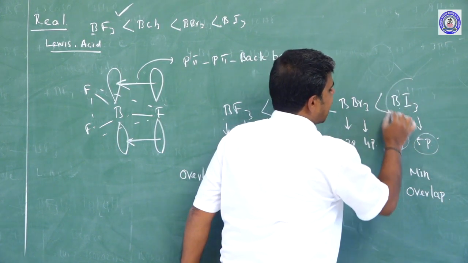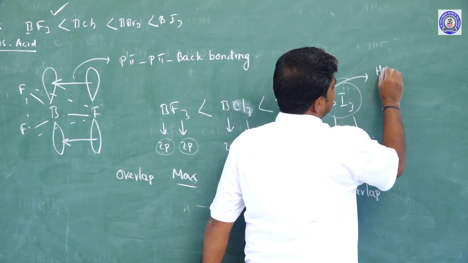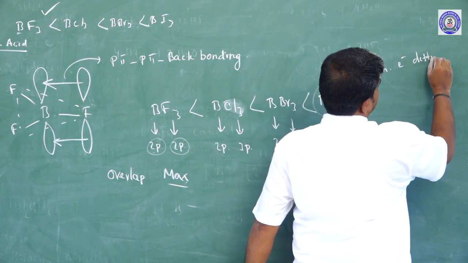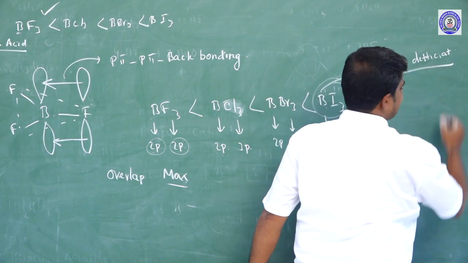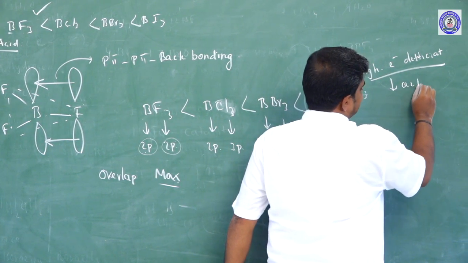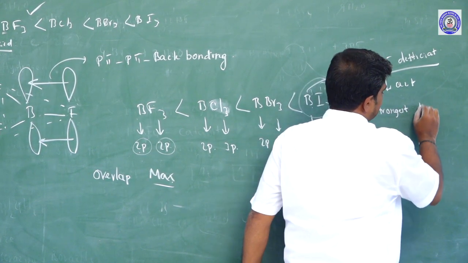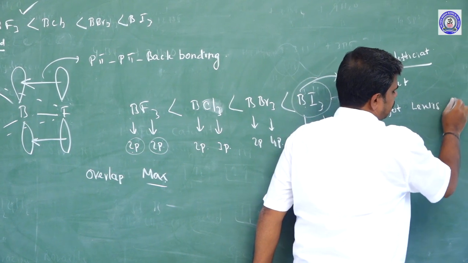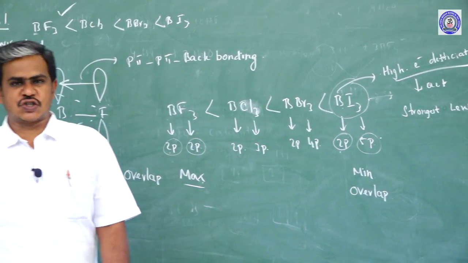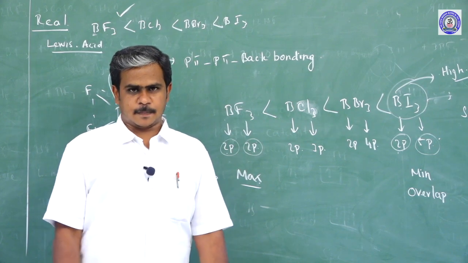So in BI3, boron is highly electron deficient. If it is highly electron deficient, it acts as the strongest Lewis acid. So the Lewis acid strength is the reverse of what we expect.